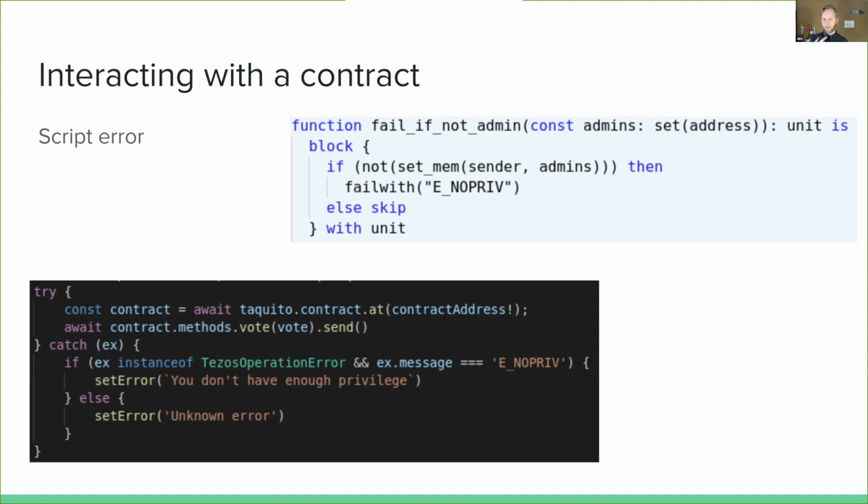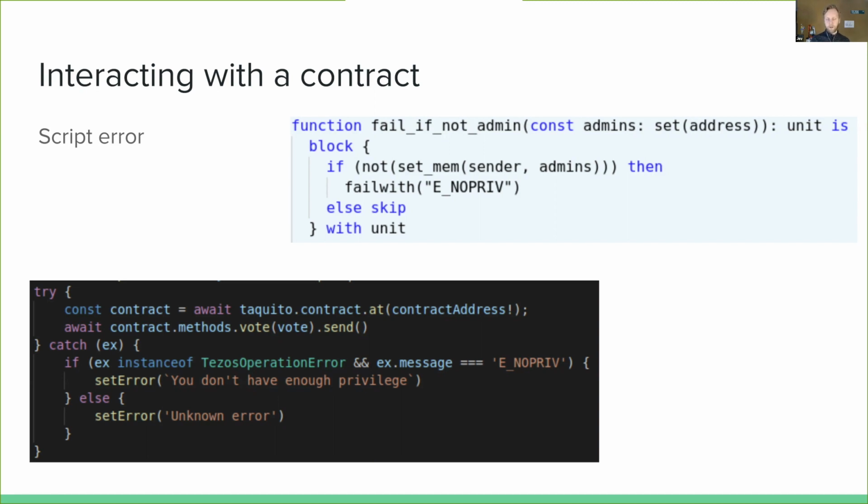Now this is a string here. You can write natural language, saying like the sender does not have enough privilege. We tend to prefer using error style codes as opposed to natural language, but that's up to you.